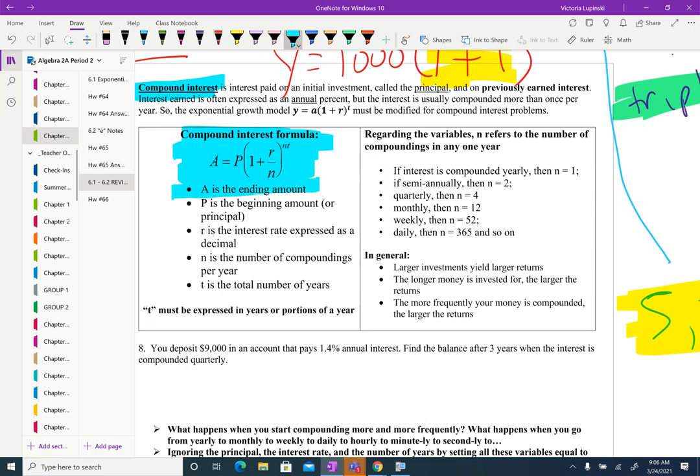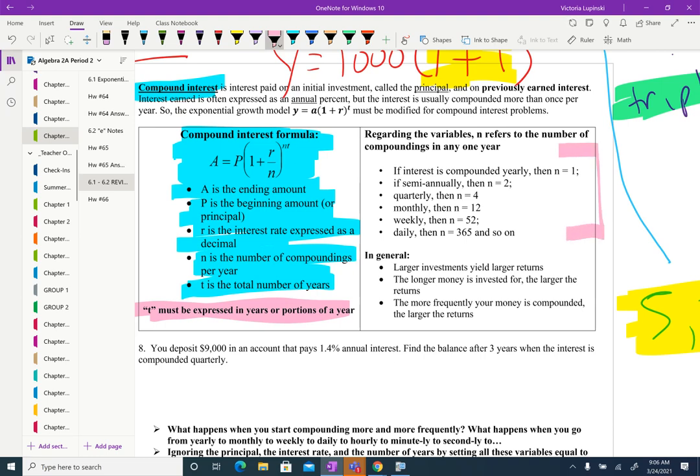A is how much you have at the end. P is how much you initially invest, which is the principal. R is the interest rate as a decimal. N is the number of times you compound per year, and T is the number of years. And a little note here, you can only have T values in years.